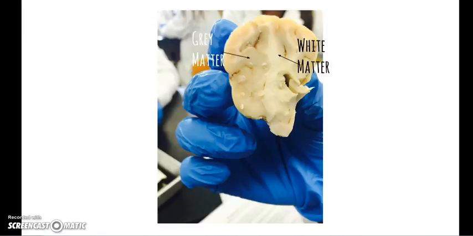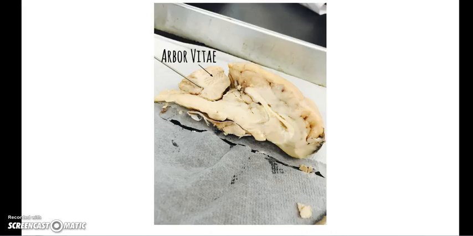Here we have the gray and white matter. The gray matter contains neuronal cell bodies and unmyelinated axons. It is the darker tissue of the spinal cord and brain. The white matter, also called myelinated axons, provides connections between neurons. Arbor vitae are tree-like branches that bring sensory and motor information to and from the cerebellum.